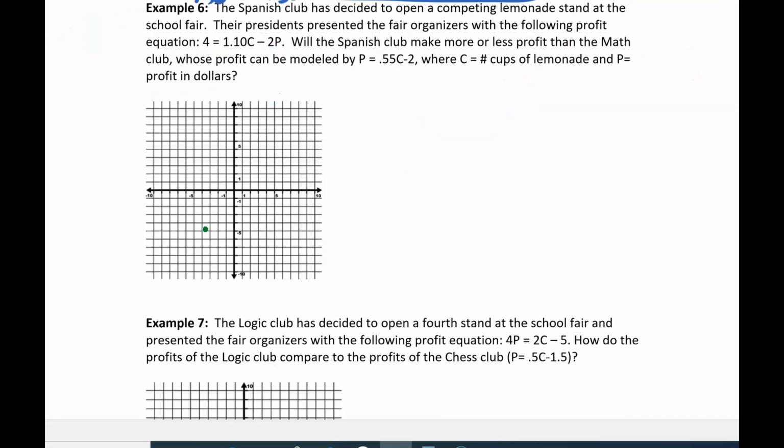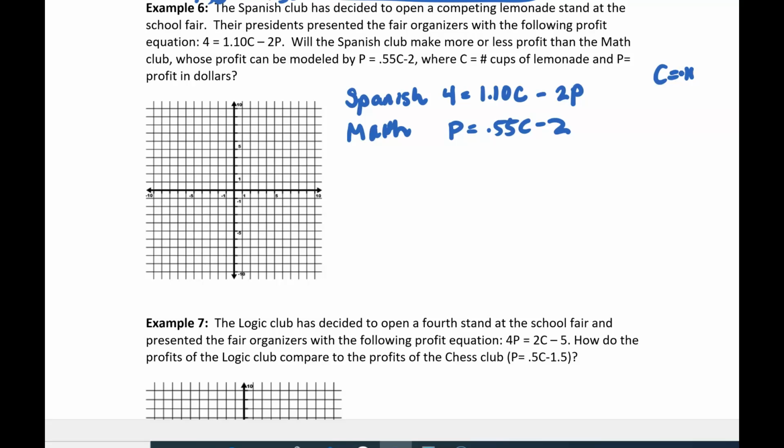For example 6, so let's look at these. The Spanish Club has decided to open a competing lemonade stand at the school fair. Their president presented the fair organizers with the following profit equation. So I'm just going to write Spanish: 4 equals 110C minus 2P. And then it says, will the Spanish Club make more or less than the Math Club? So I'm going to write down Math, if their equation is P equals 0.55C minus 2, where C equals number of cups and P equals profit.